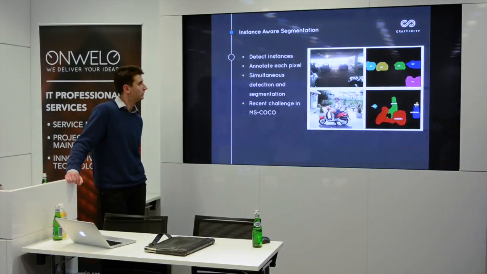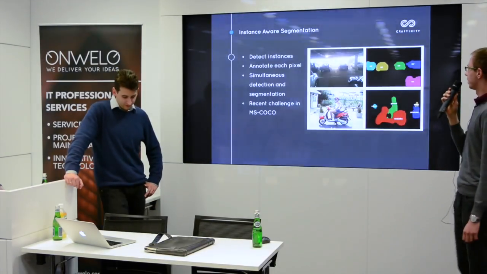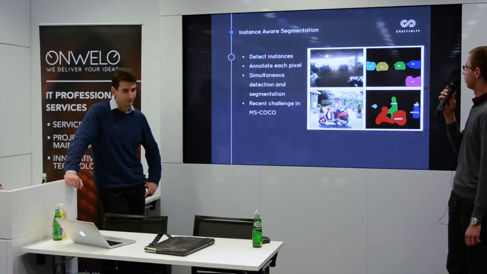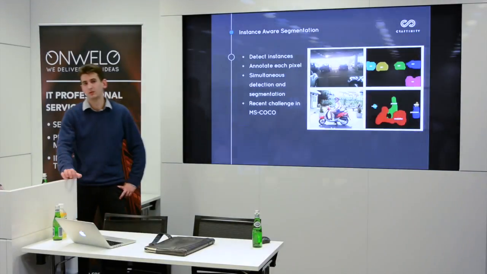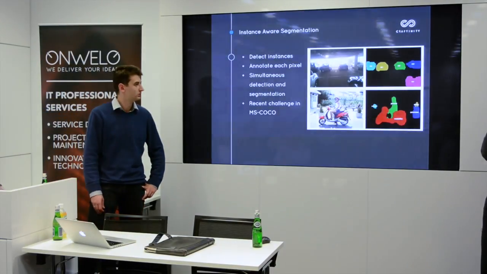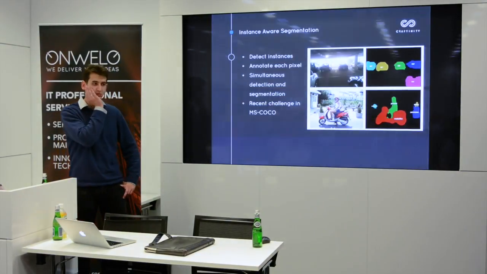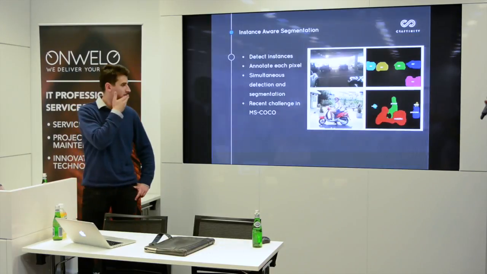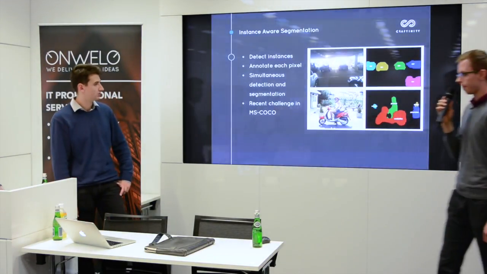The other segmentation task is instance-aware segmentation, and it was recently introduced to the MS COCO challenge in 2015, because probably semantic segmentation at some point started to have really good results, and we needed a better challenge. Instance-aware segmentation is sometimes called simultaneous detection and segmentation, because we detect all of these instances and we want to segment them and assign a label to each pixel.